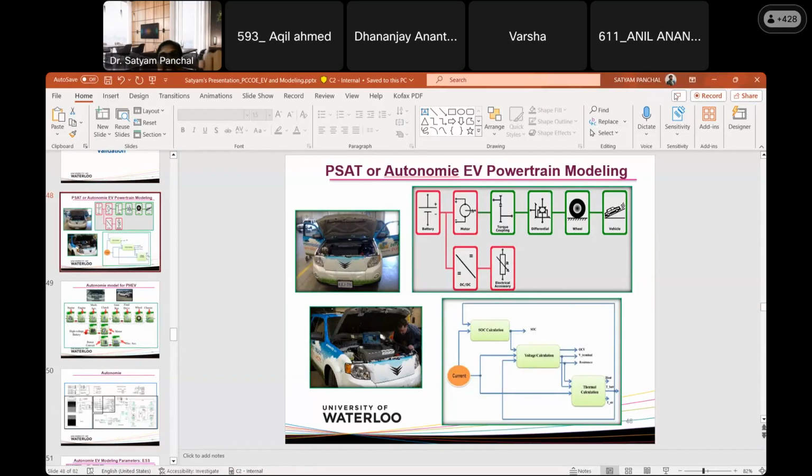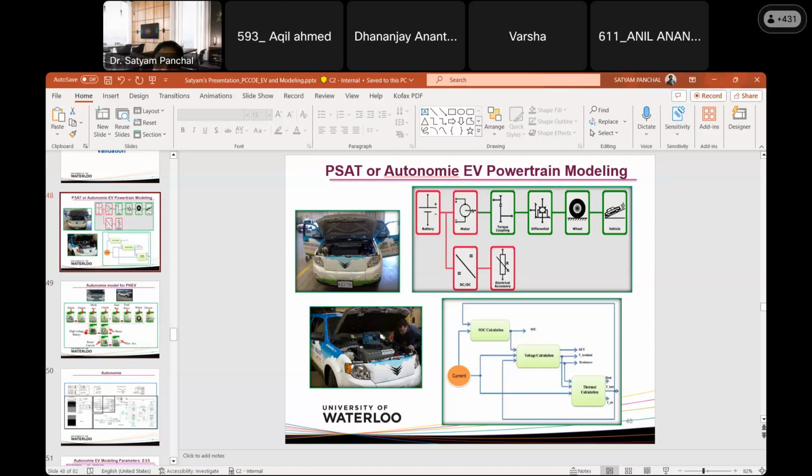So this software is developed by, you might know ANL, called Argonne National Laboratory. That is in Chicago. So Argonne National Laboratory developed this Autonomie software. But again, the background files are MATLAB, okay? So if you have MATLAB Simulink or MATLAB on your laptop, you can use a couple of things on that.